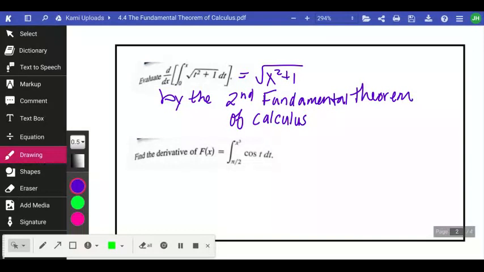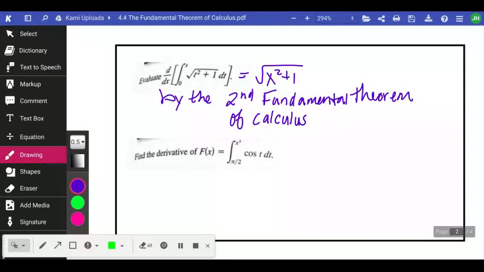Watching our time. Find the derivative. So now look here. The bottom number is cool. We're good with that. It's a constant. But the top number is not just x, it's x with an exponent. Okay, so that's a little different. So we're going to have to work a little harder.